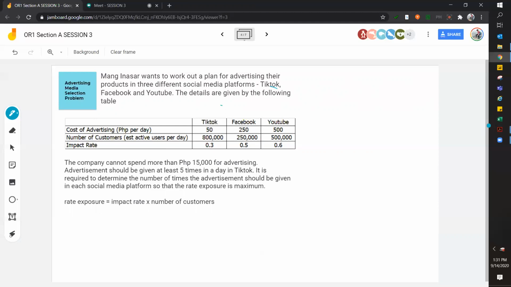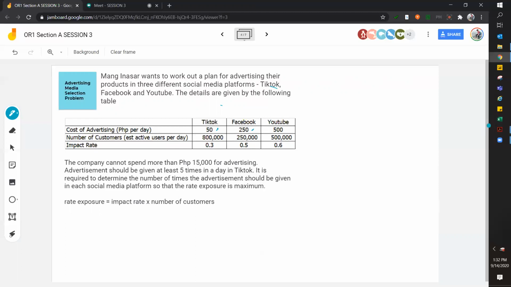The cost of advertising per day sa TikTok is 50 pesos kada araw. So, yung nakikita nyo Lazada sa TikTok, di ba? May skip ad. Okay. So, that costs 50 pesos kada isang advertisement. Okay? And sa Facebook, yung mga nakikita nating mga advertisement doon is 250 pesos per day.